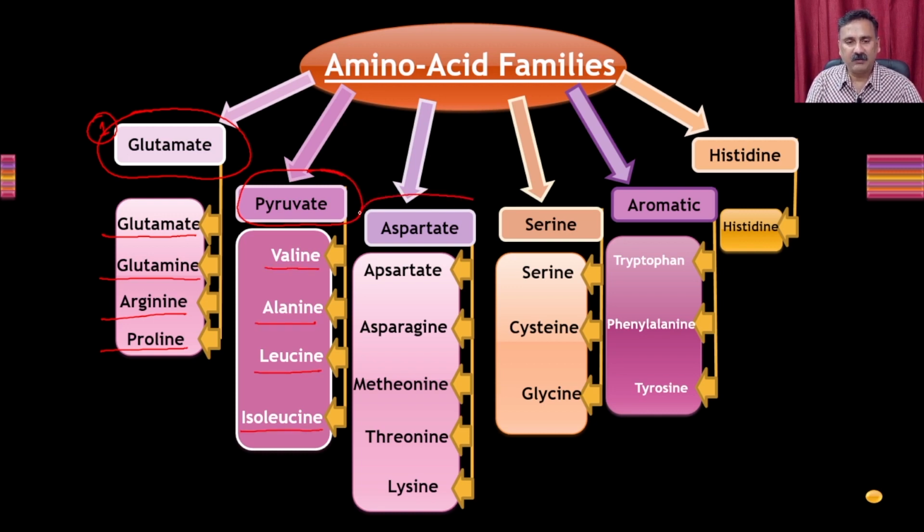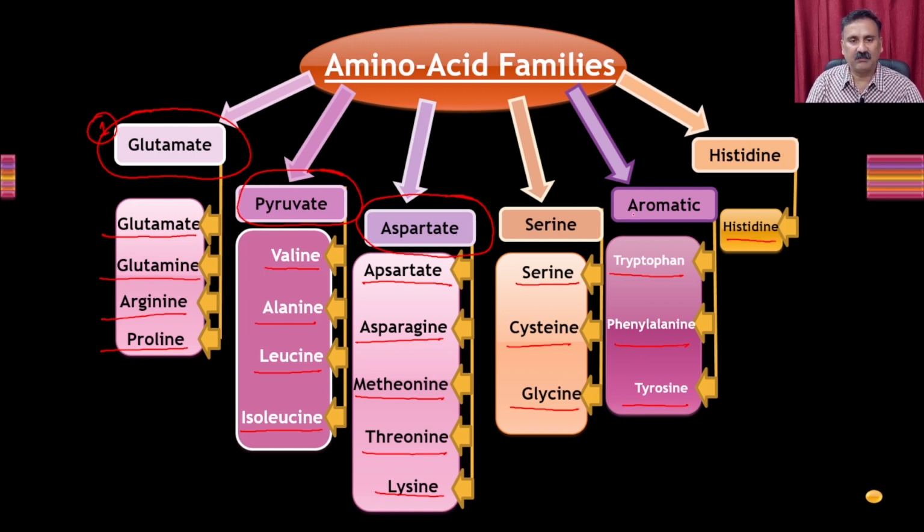From the TCA cycle, you can synthesize aspartate, and from aspartate, you can have arginine, asparagine, methionine, threonine and lysine. Similarly, from serine, you can have the synthesis of serine, cysteine and glycine. And from the aromatic amino acids, you can have tryptophan, phenylalanine and tyrosine, and from histidine, you can have the synthesis of histidine.